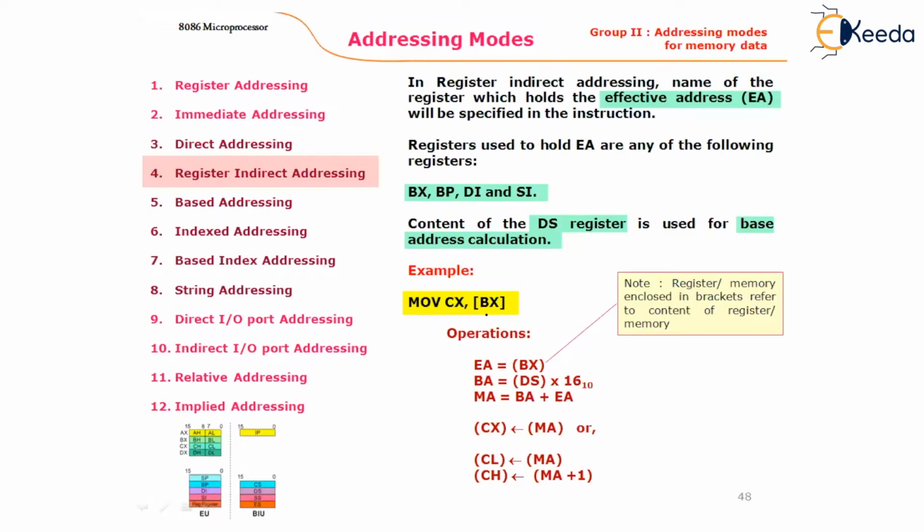In the register indirect addressing mode, here BX is the register which contains the address of the operand. From that location, the contents will get transferred to CX.